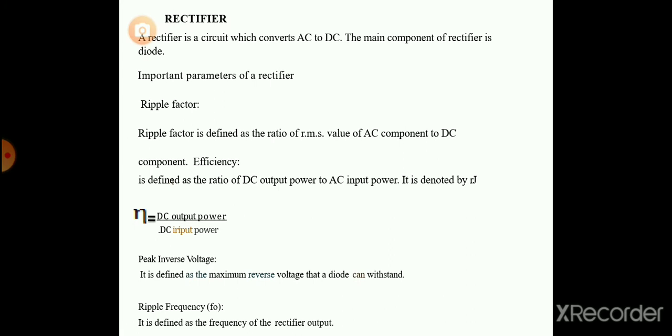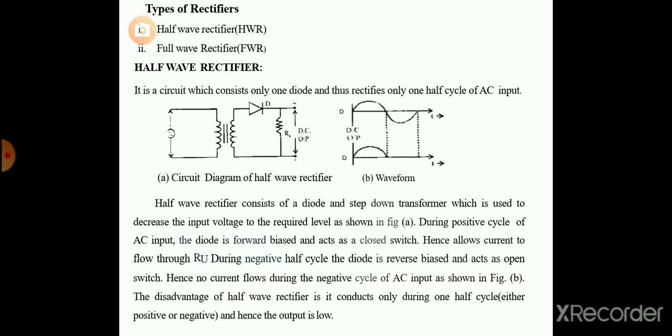Then peak inverse voltage is defined as the maximum reverse voltage that a diode can withstand. Reverse voltage means the diode is connected in the reverse bias condition. Ripple frequency is defined as the frequency of the rectifier output. Now, types of rectifiers. First one, half wave rectifier. Second one, full wave rectifier.